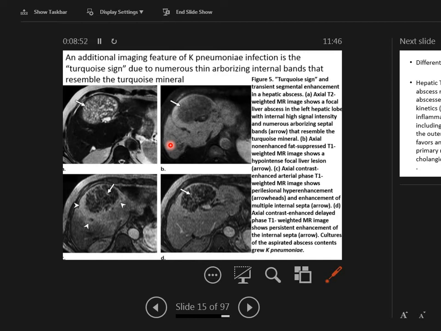So multiple rising signal intensity and density on CT and MRI. This is a very typical finding of liver abscess.